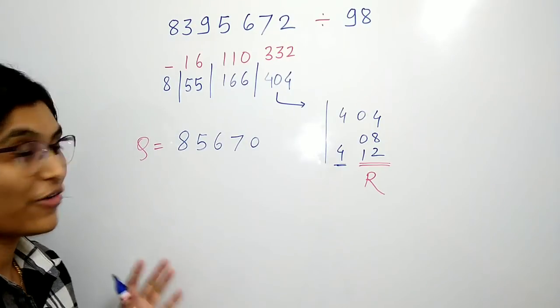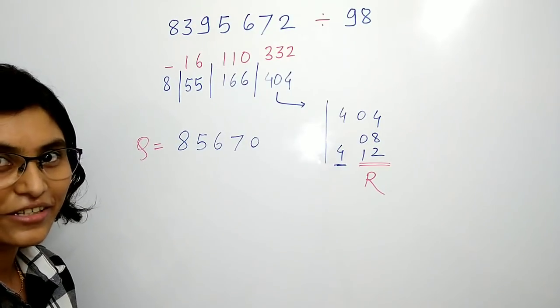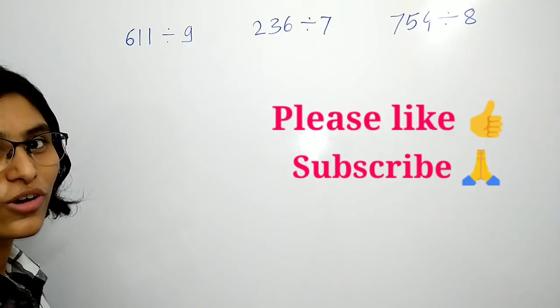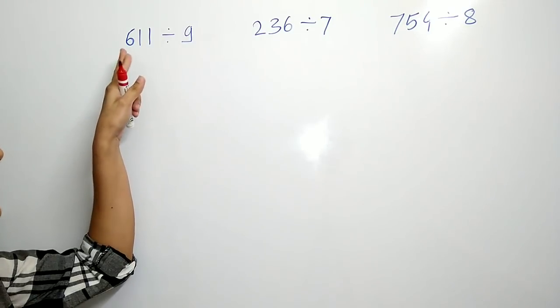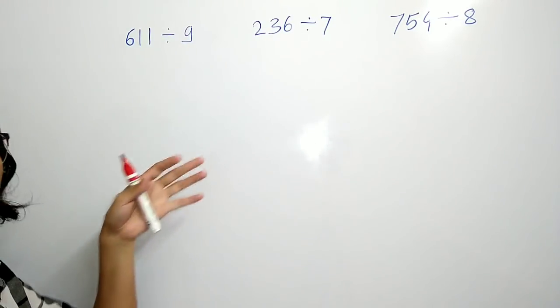You might wonder, how am I doing this? So let's see the trick. Let's solve some easy examples for better understanding. So here we have 611, which is divided by 9.